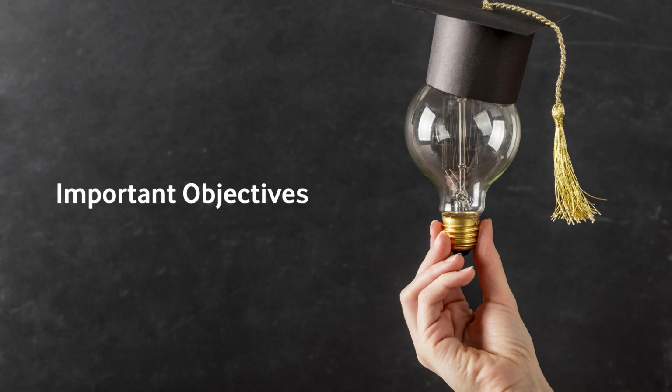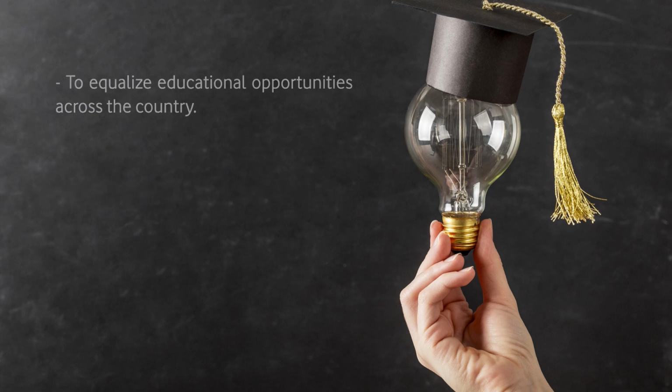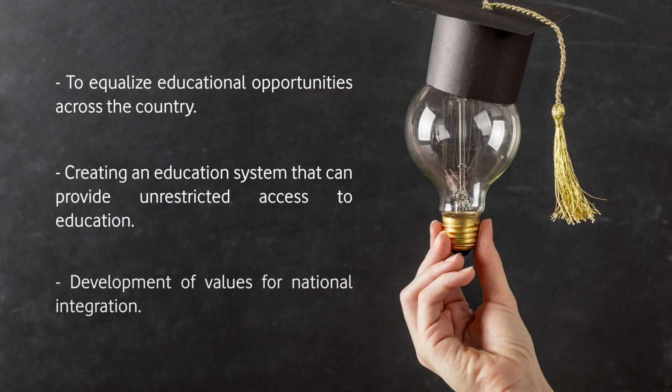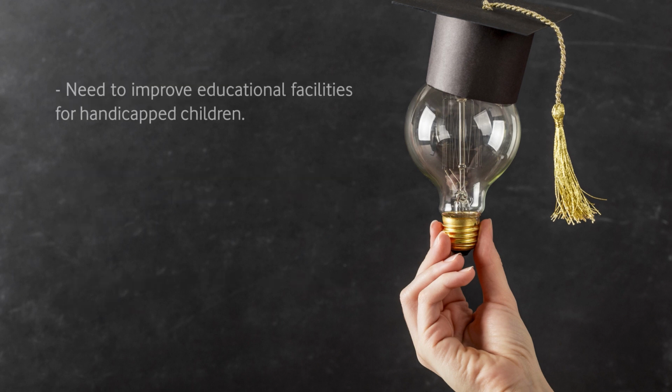Now, the important objectives of NEP 1968: to equalize educational opportunities across the country, creating an education system that can provide unrestricted access to education. That means it can provide unrestricted access to education to all people of the country, irrespective of any discrimination on the basis of sex, religion, caste, or anything. Development of values for national integration. Need to improve educational facilities for handicapped children. Means children with special needs should get education on par with the other children.